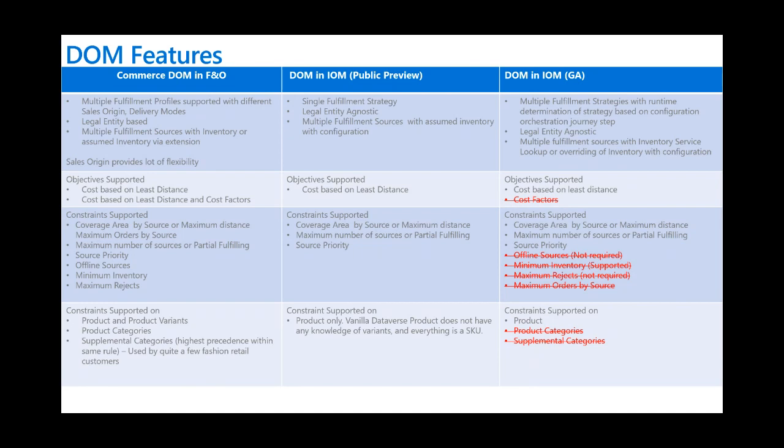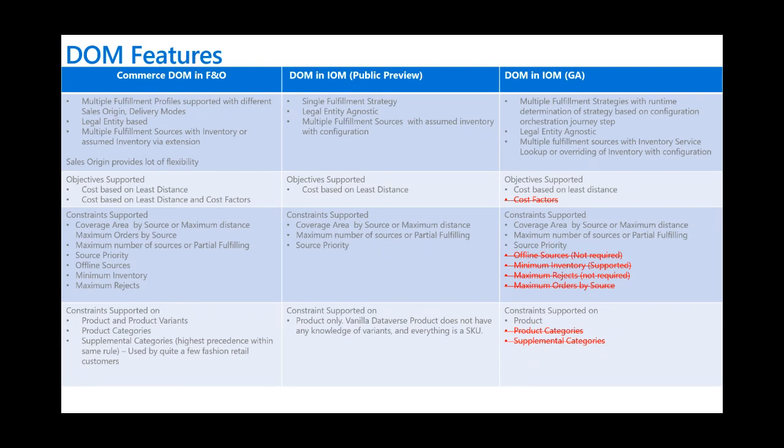So in terms of other things that are slightly different, in FNO we can define constraints based on product categories. At this point of time, we are not bringing the same capabilities within IOM, but at a later date, we definitely plan to add support for product categories and supplemental hierarchy categories. We understand the need for it, and it's widely used within fashion. For example, the supplemental categories have a higher precedence compared to the regular product categories as you define the rules.